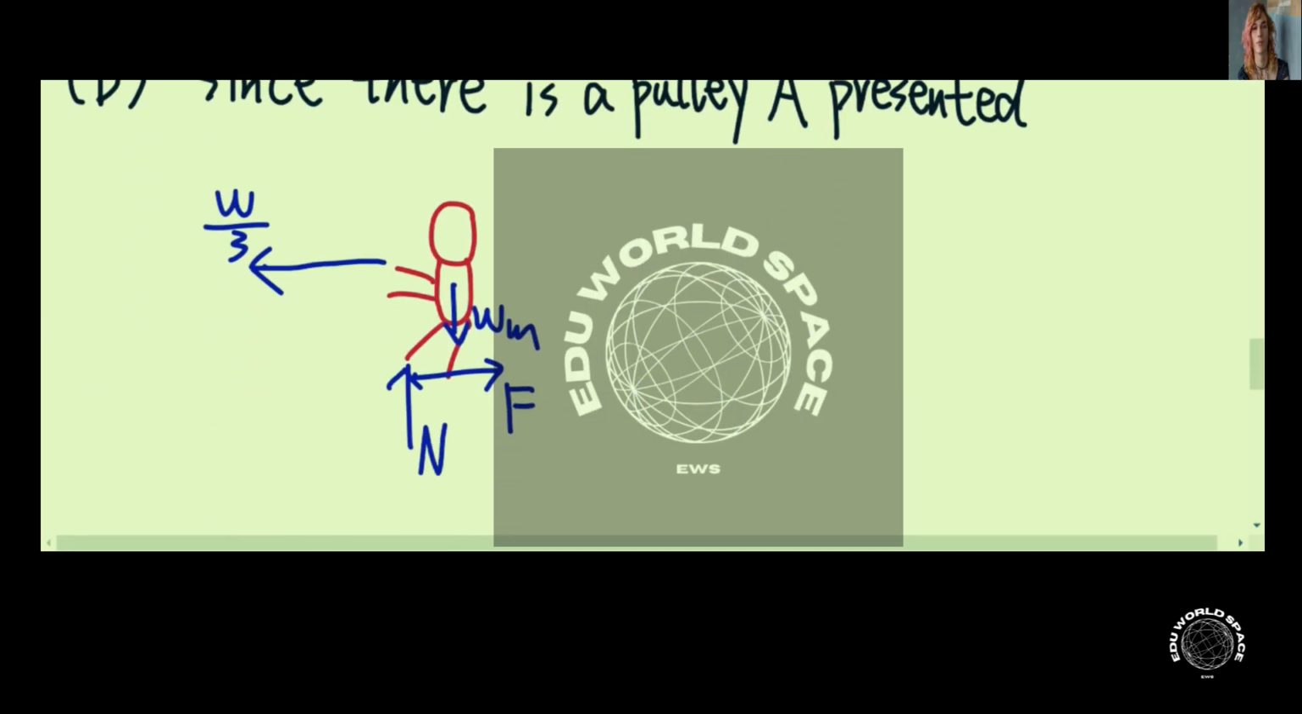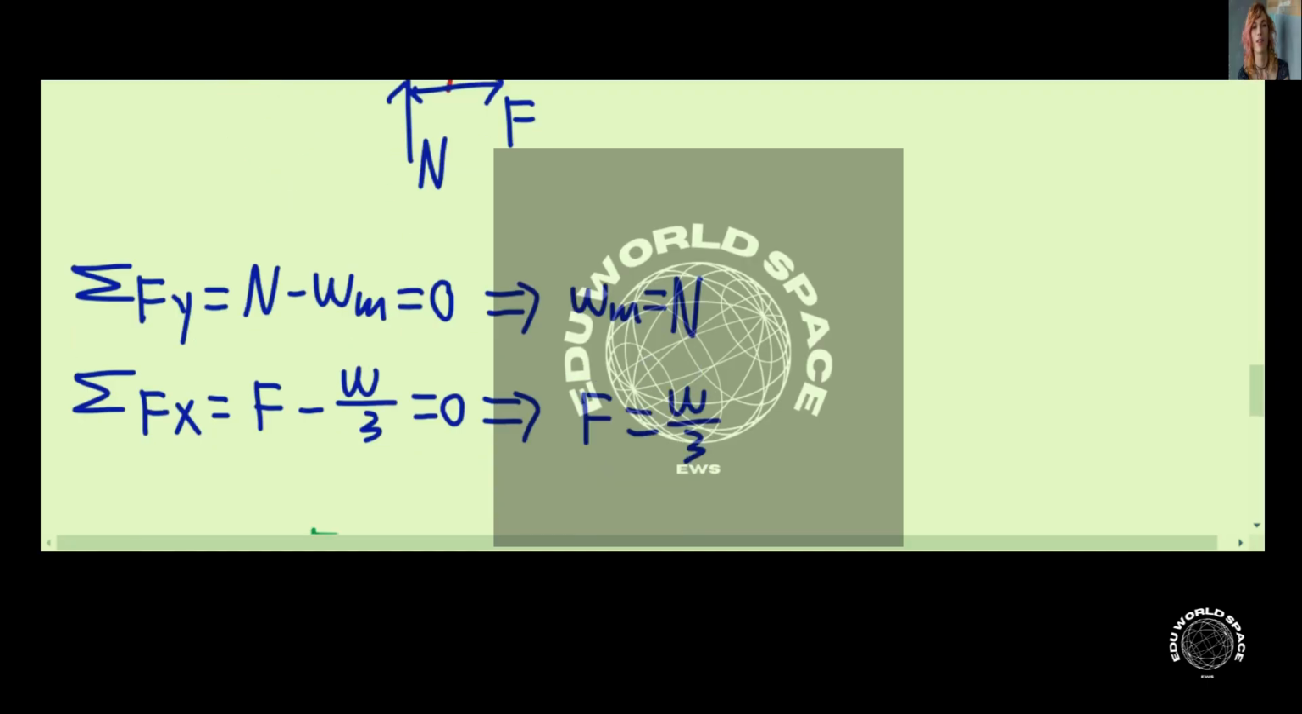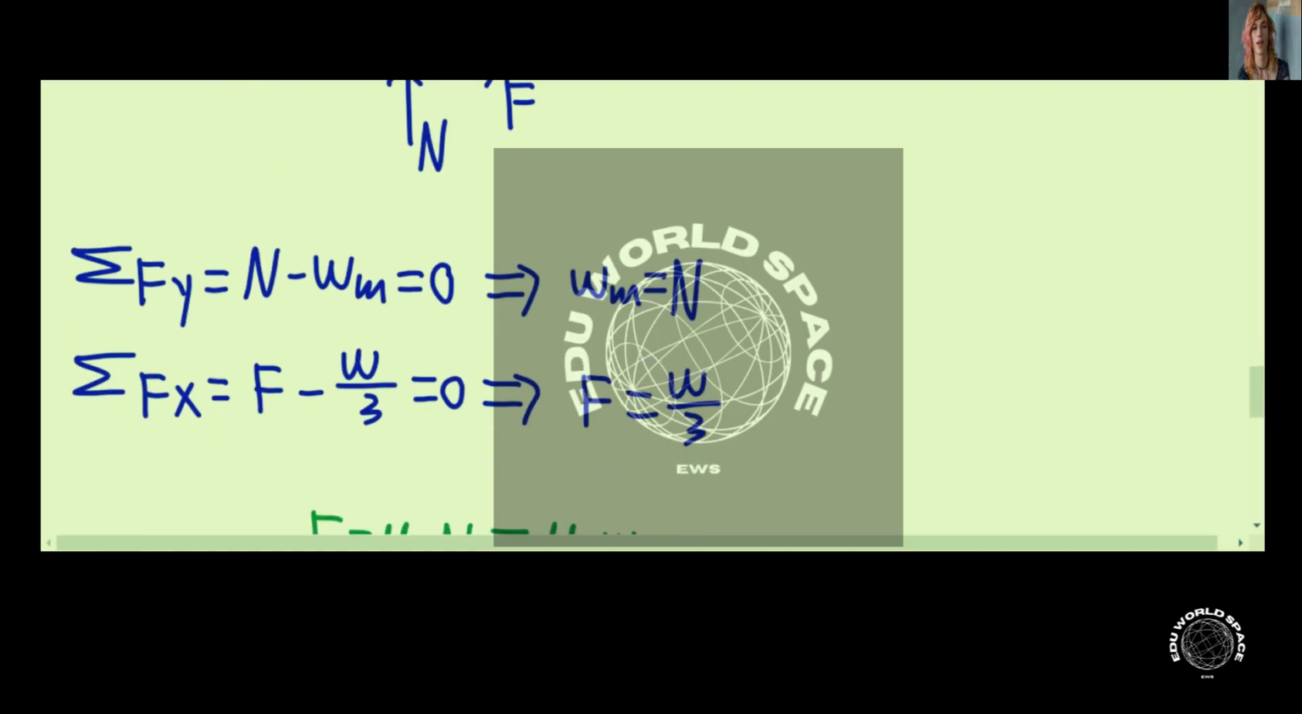So now for part B, since there is a pulley A presented, this is the free body diagram for the person. So now we can still apply the force equilibrium. So we have the net force along the y direction is equal to normal force minus the weight of the person, which is equal to 0. So we have Wm is equal to n. And the net force along the x direction is equal to friction minus W over 3 is equal to 0. So we have F is equal to W over 3.